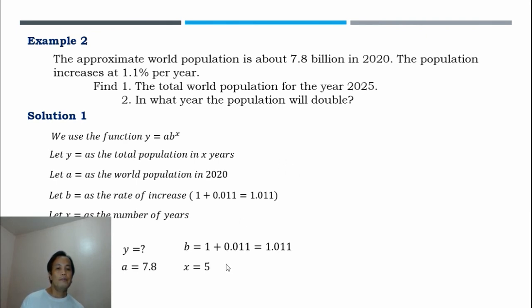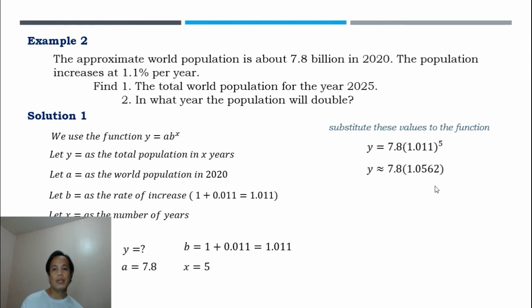So to solve the problem, we need to substitute the given values into the function. So we will have y equals a, which is 7.8, times b, which is 1.011, raised to x, the number of years, which is 5. Now this time we use a calculator. Raise 1.011 to the power of 5.